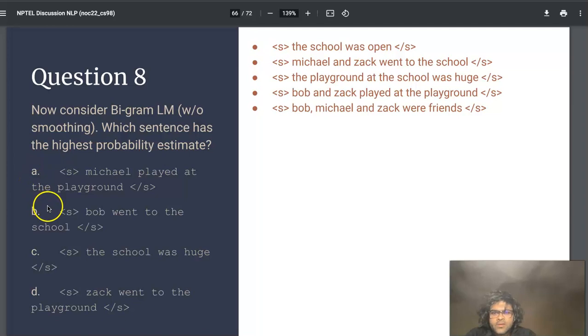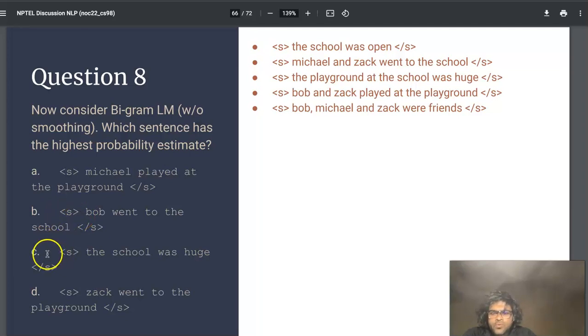Similarly, you will find Bob went to the school. Now see, is it possible or not? Again you can see, Bob went. You need to get the probability of went given Bob, but you cannot find anywhere where went is after Bob in the corpus. So option B is again out of context.